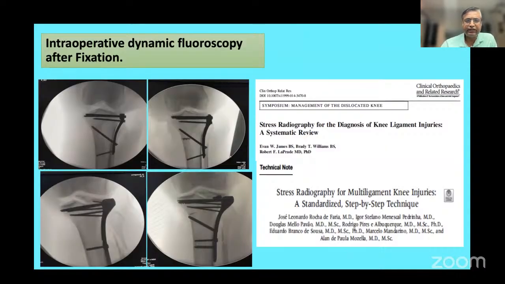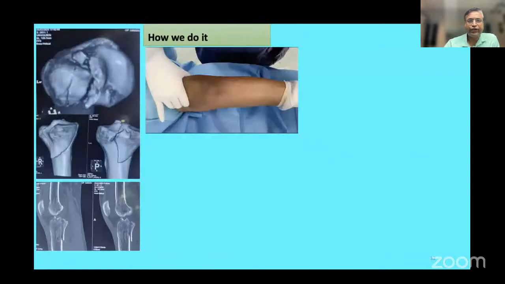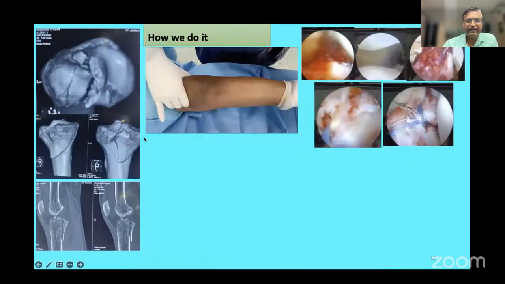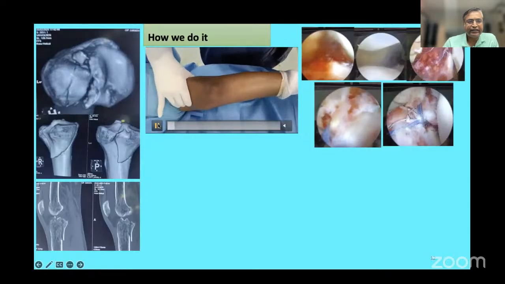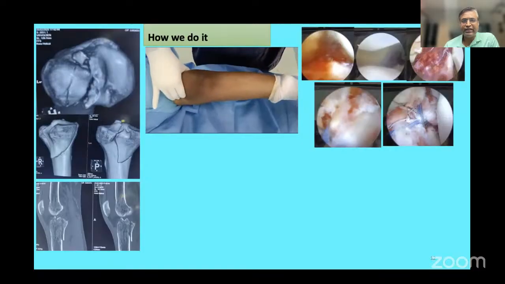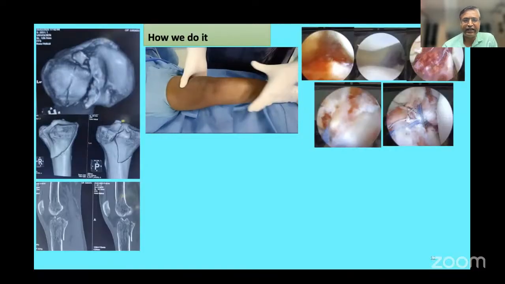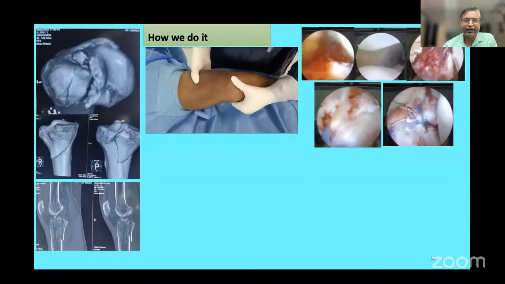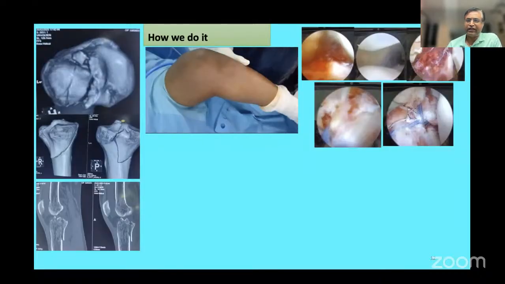It gives a really excellent outcome. So how we do it, this is a case example. There is a posteromedial fragment and there is also an anterior avulsion fragment. This patient had gross valgus instability and anteroposterior instability. So we did an arthroscopy.